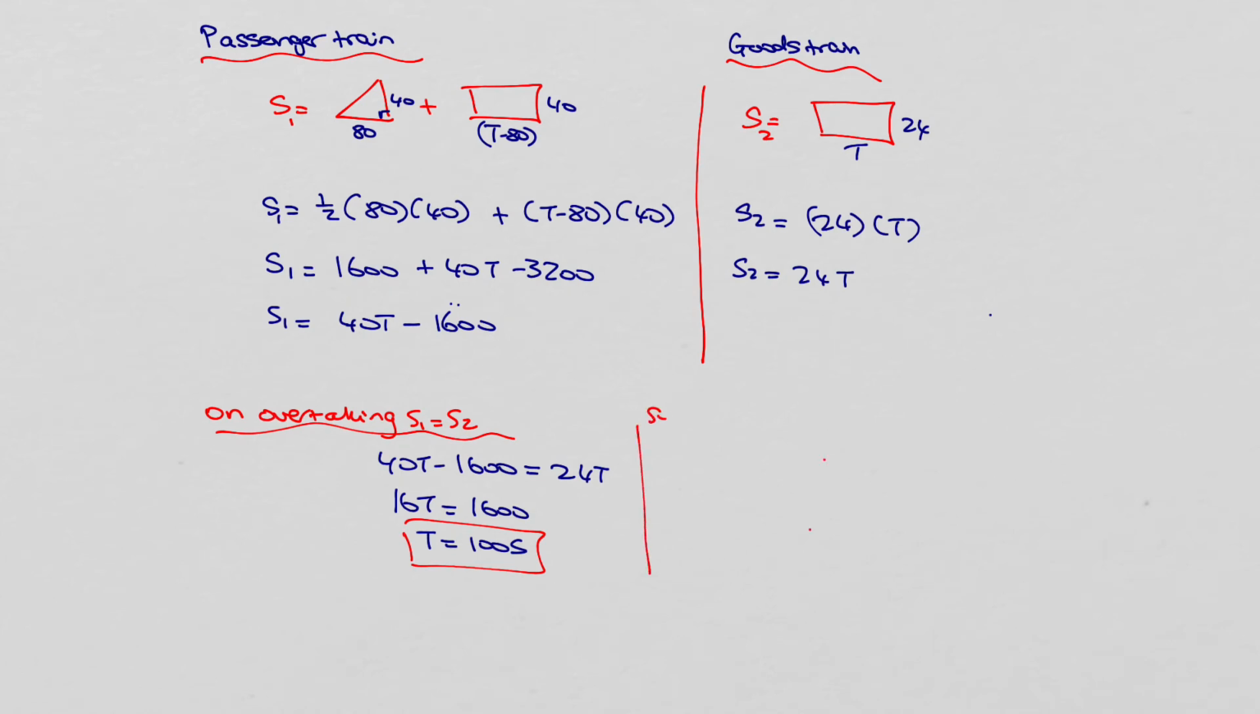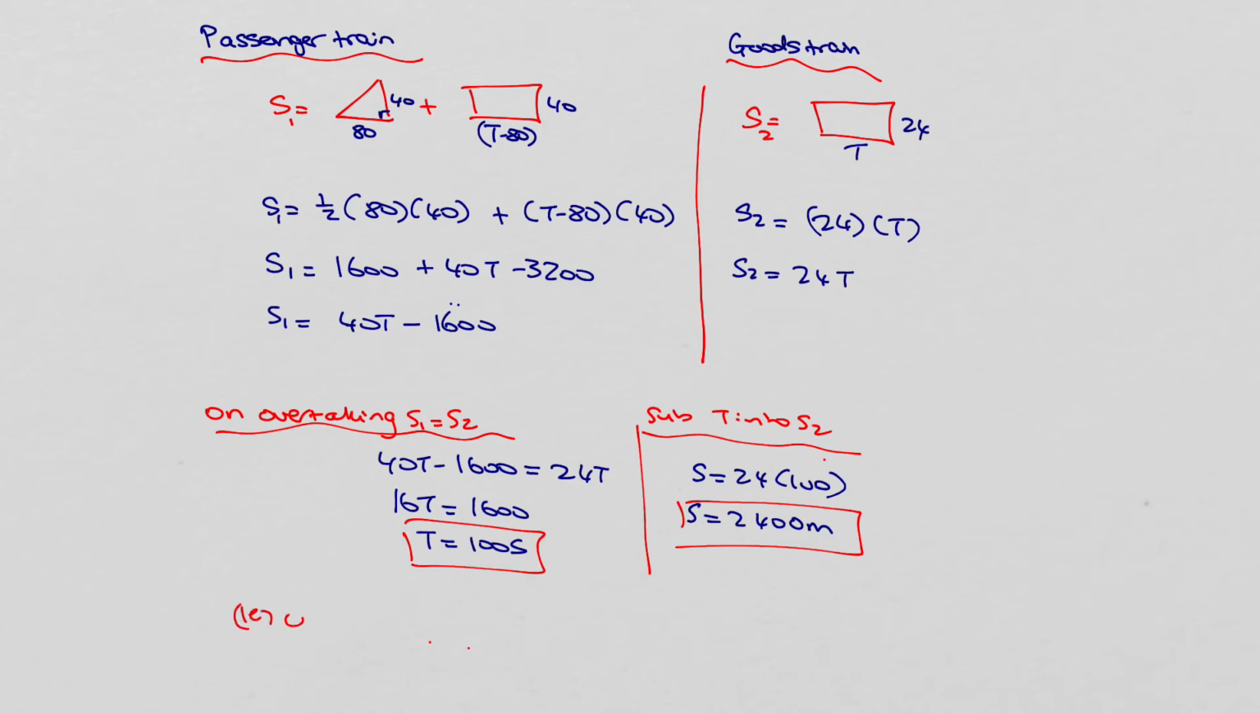And if I then sub t into either S1 or S2, it doesn't matter, I'll go with S2. Then we have S is equal to 24 times 100. So S is equal to 2,400 meters. So what does that mean? Well, it means overtaking occurs 2,400 meters from the start, so from the station, after 100 seconds.